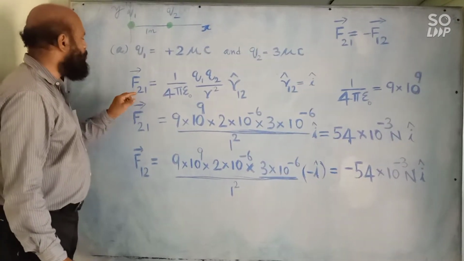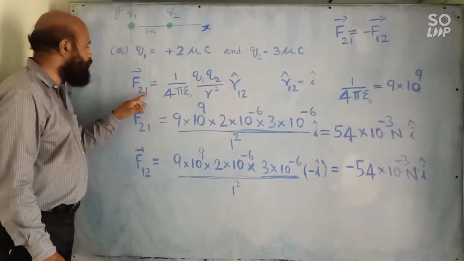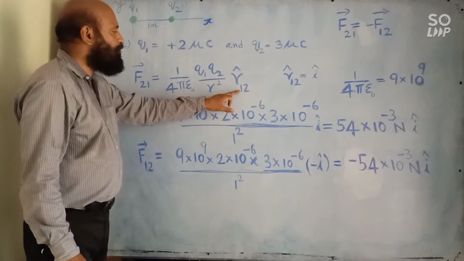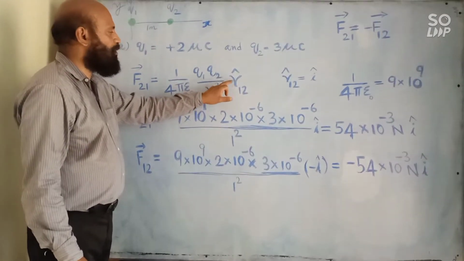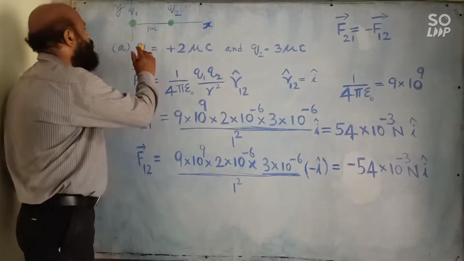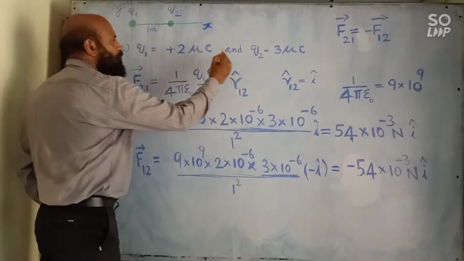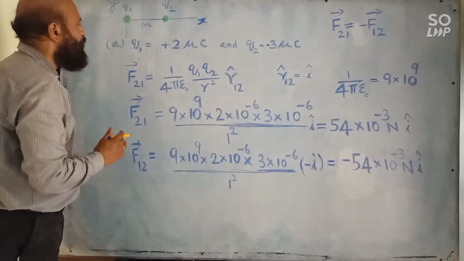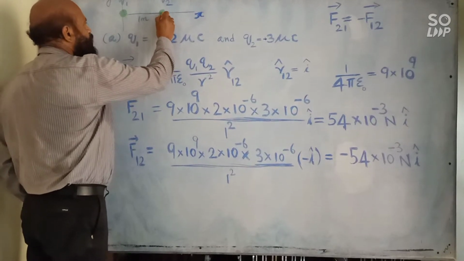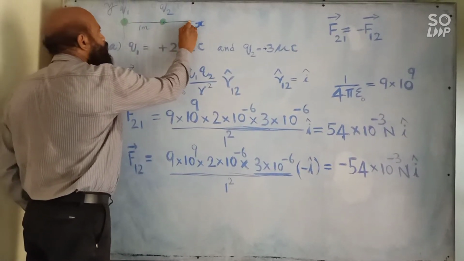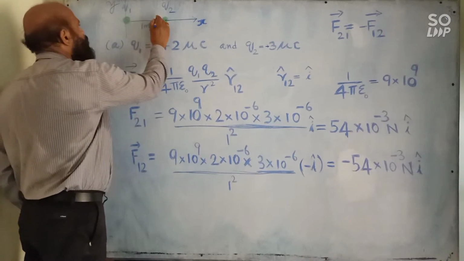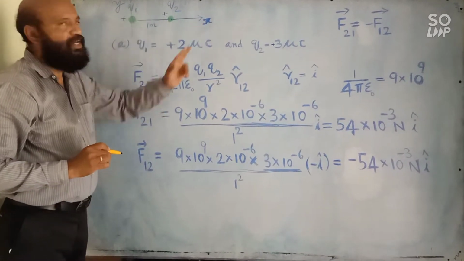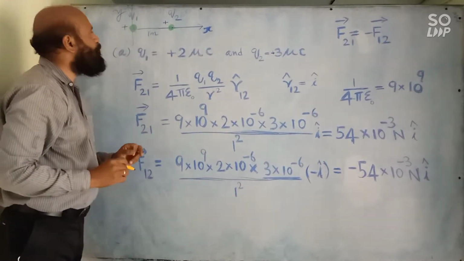So the force experienced by the second charge because of the first charge is given by this formula, and here is the unit vector R12 cap. Here both are positive. First charge is positive, second charge also positive. So positive, positive, there will be a repulsion. So the force experienced by the second charge will be towards the positive x-axis. There will be a repulsion.